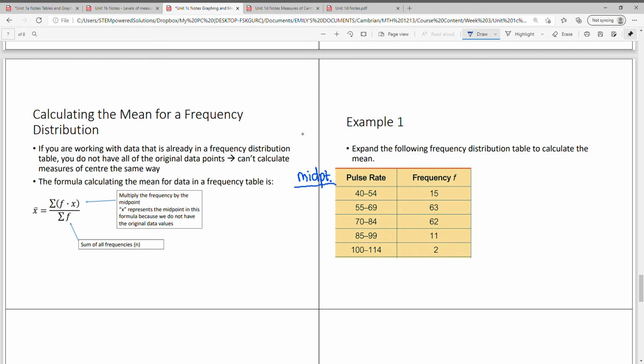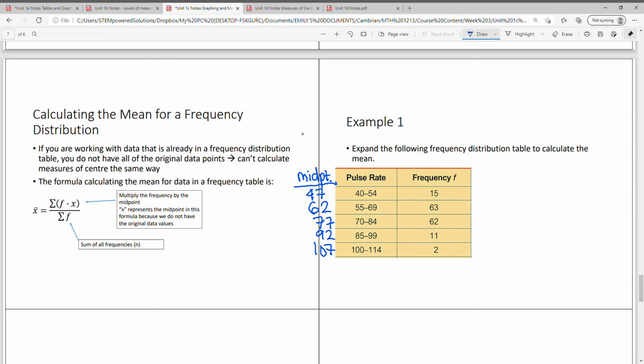So the midpoint is calculated: 40 plus 54 divided by 2 is equal to 47. 55 plus 69 divided by 2 is equal to 62. 70 plus 84 divided by 2 is equal to 77. 85 plus 99 divided by 2 is equal to 92. And 100 plus 114 divided by 2 is equal to 107.